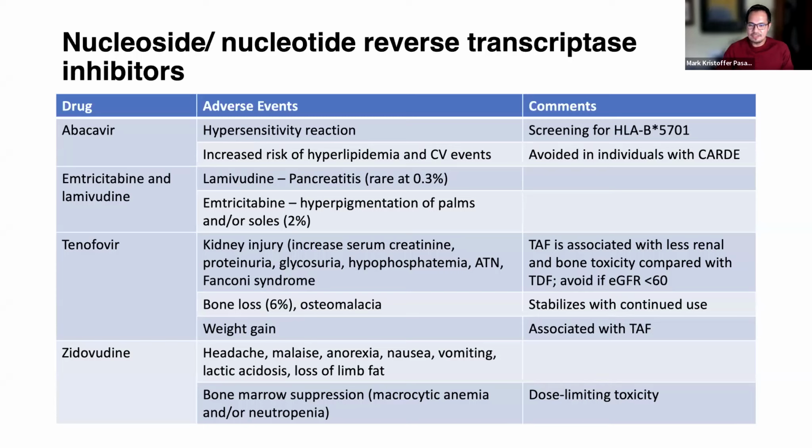Before, when Zidovudine was still being used as a first line, we monitor CBC regularly if the patient is on Zidovudine. But remember, this is a dose-limiting toxicity. But whether anemia can be corrected or not, or whether anemia will progress with Zidovudine, that would be a decision to make whether to change Zidovudine or not.